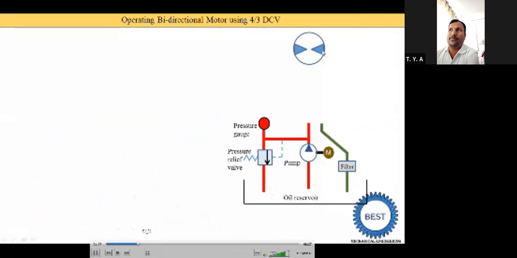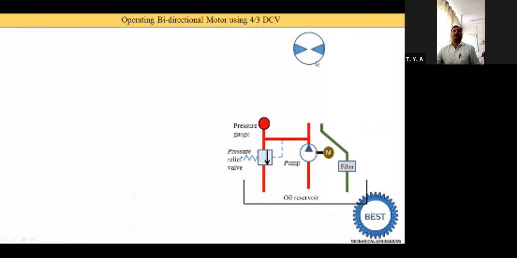For the unidirectional motor we only need 1 triangle. But here it is bidirectional. Bi means 2. So it is rotated in 2 directions. That means we need to draw 2 triangles, and these triangles are connected with the directional control valve, so we need to draw the pipe connections. This is the one end and this is the second side.